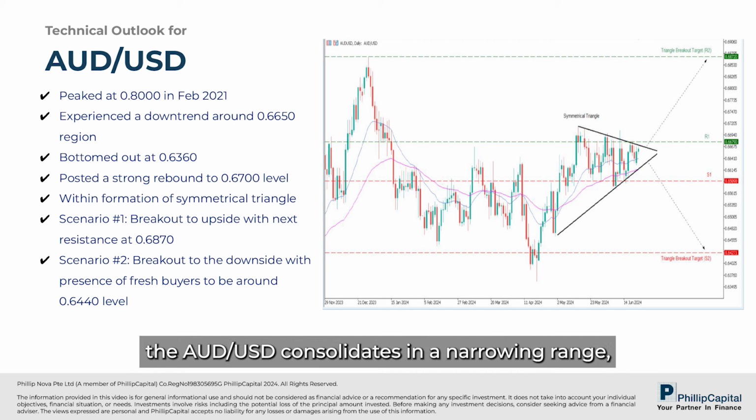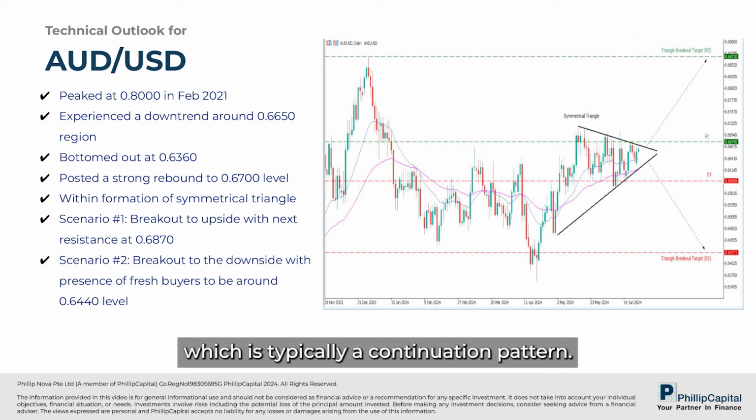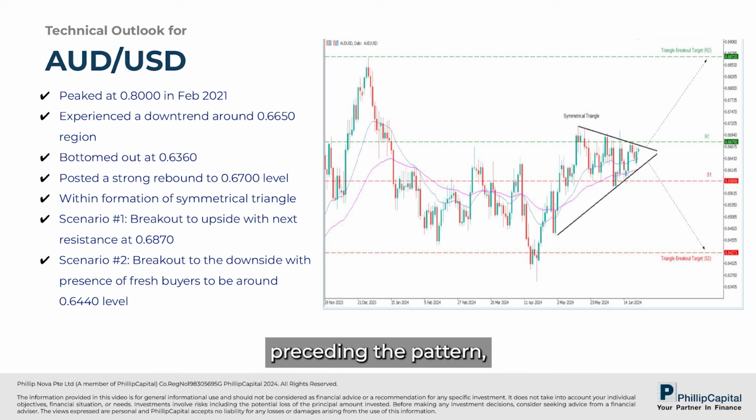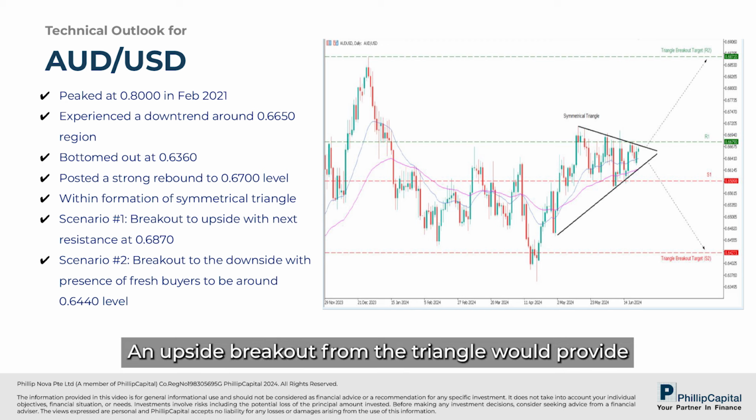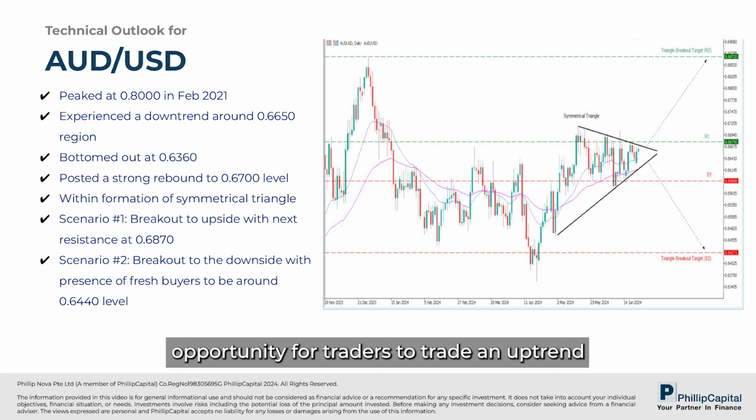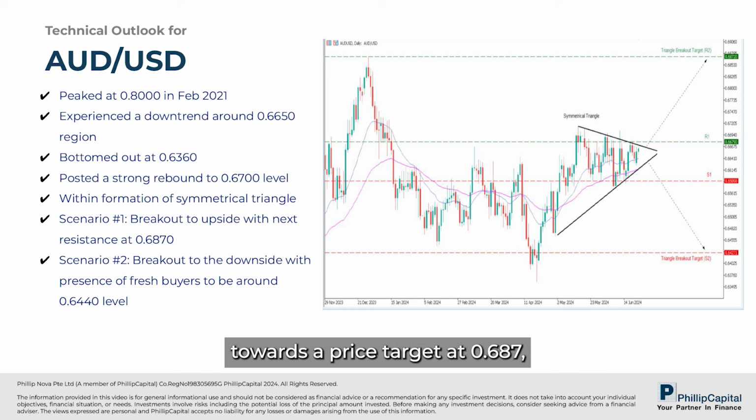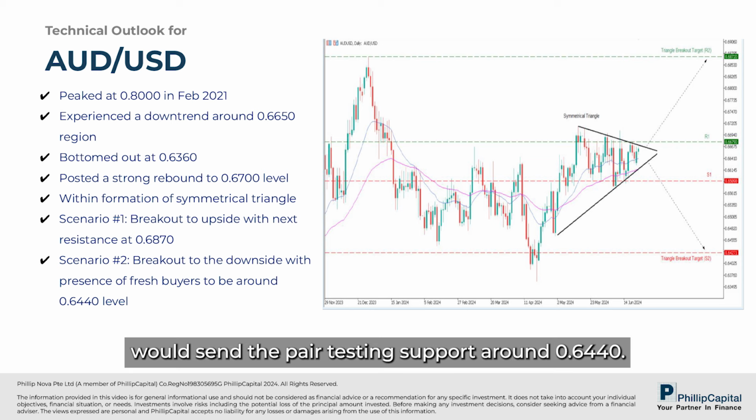Throughout May and June, the Aussie dollar consolidated in a narrowing range, forming a symmetrical triangle, which is typically a continuation pattern. However, as there isn't a strong bullish trend preceding the pattern, there isn't a clear directional bias. Despite the lack of clear direction at this point of recording, traders can await confirmation by a breakout in either direction. An upside breakout from the triangle would provide opportunities for traders to trade an uptrend towards the price target of 0.687, while a downside breakout would send the pair testing support at around 0.6440.